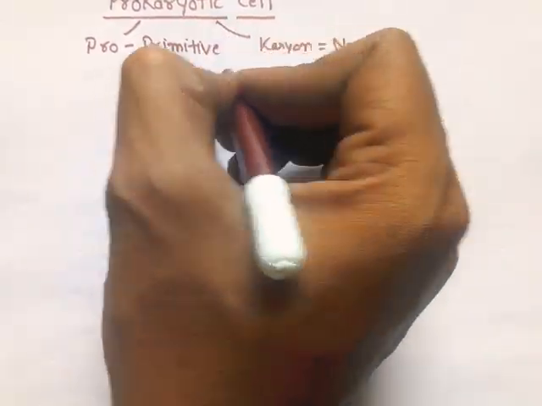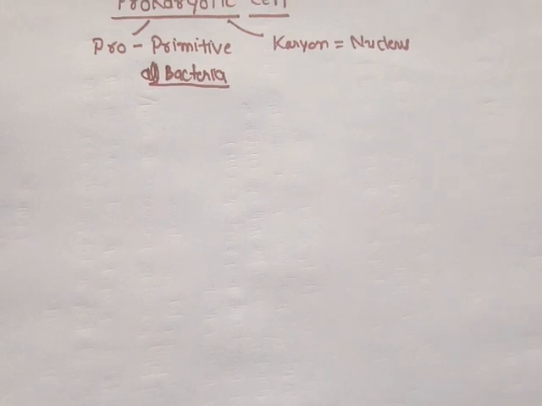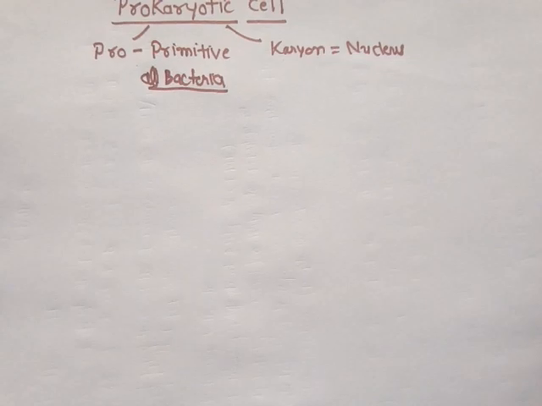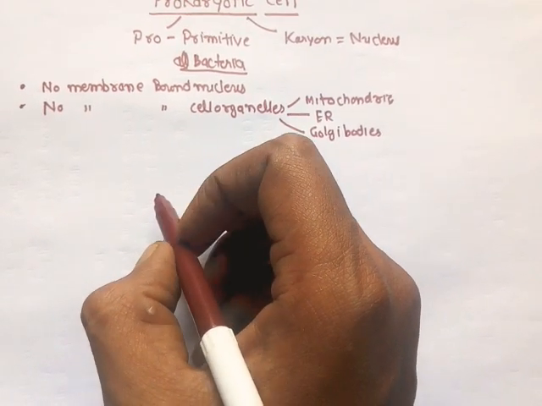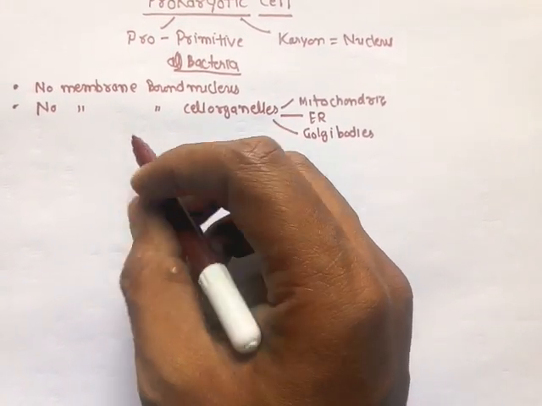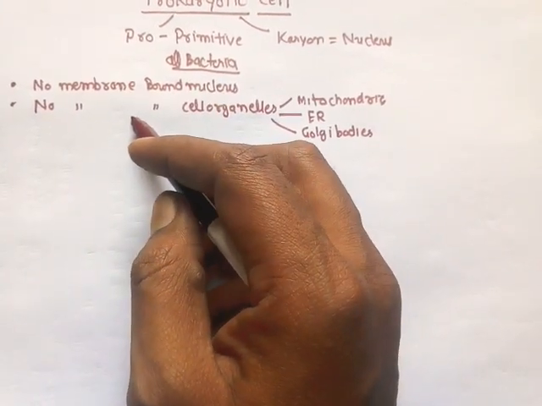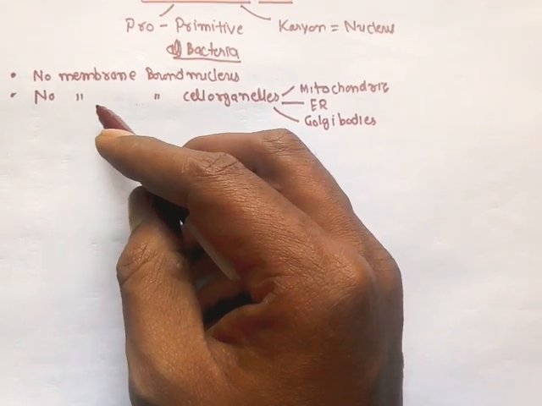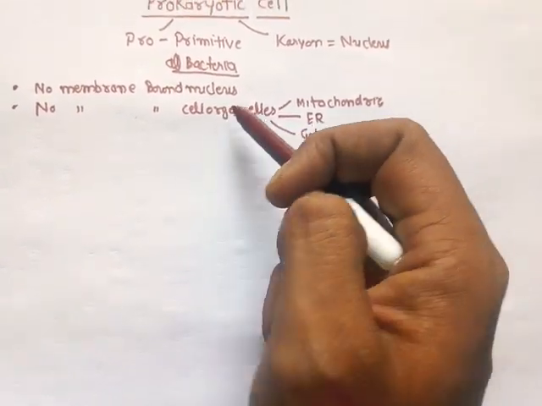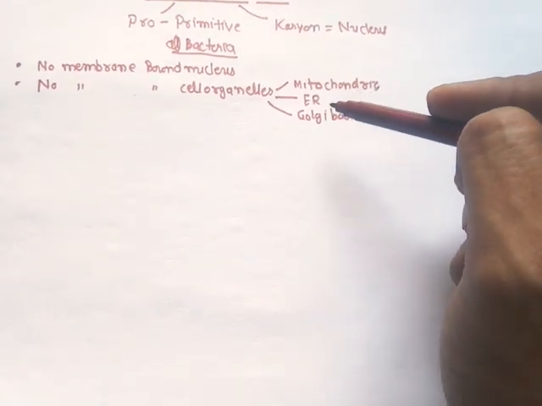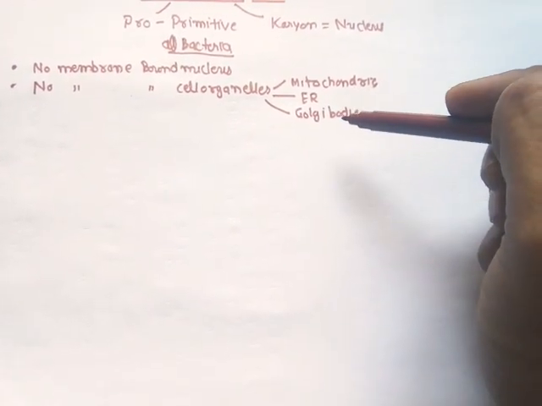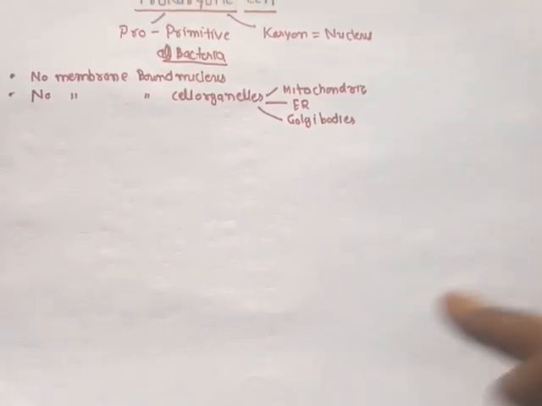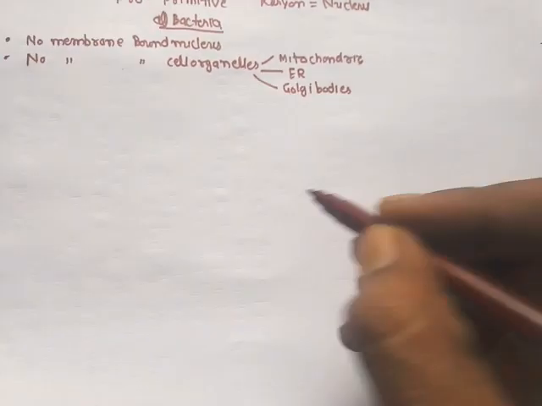With the help of a diagram of a typical bacterial cell, we will try to understand further features of the prokaryotic cell. As we discussed, prokaryotic cells lack a membrane-bound nucleus. That means the boundaries of the nucleus are not well defined because the nuclear membrane is absent, and these cells also lack all membrane-bound cell organelles like mitochondria, endoplasmic reticulum, Golgi body, chloroplast, and so on. They are also absent in a prokaryotic cell.